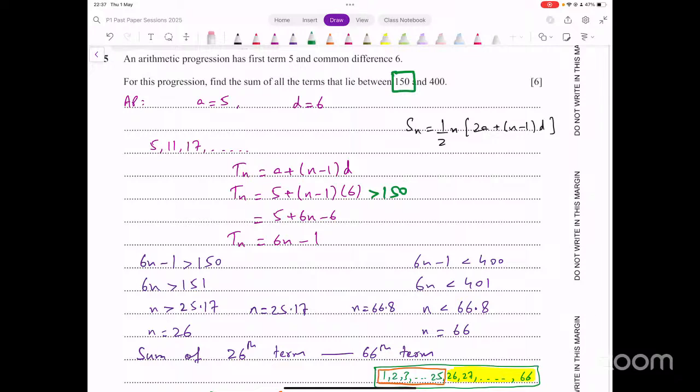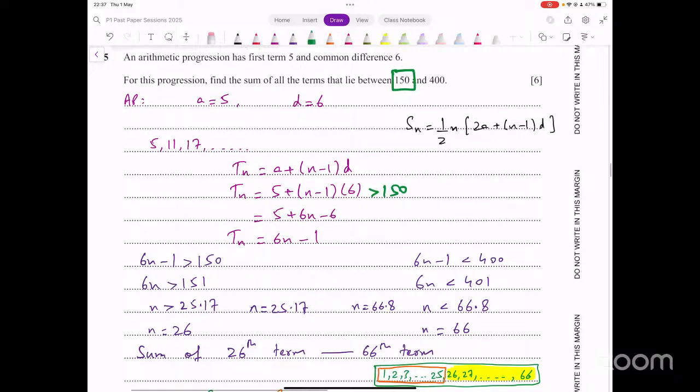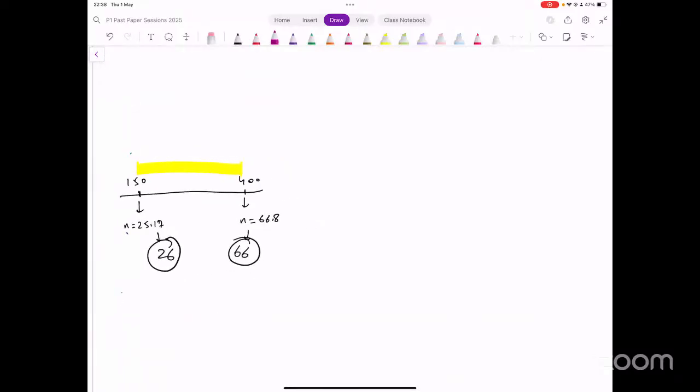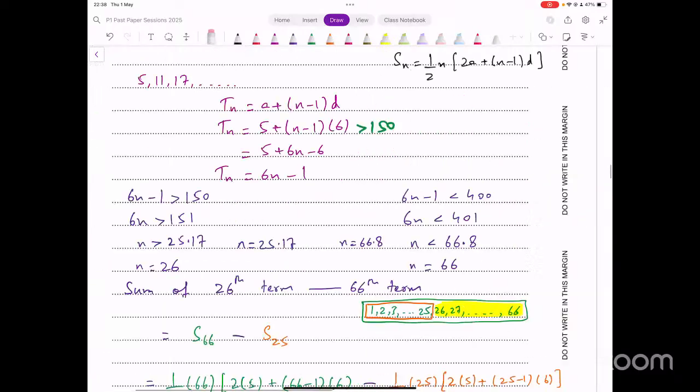You could also just make an equation, 6n minus 1 equal to 150. That would give you n equal to 25.17. Then the term has to be between 150 and 400. An n value of 25.17 gives us exactly 150, so the next value, 26, is going to give you a value inside this interval. So the smallest value of n that gives you a value between 150 and 400 is 26.